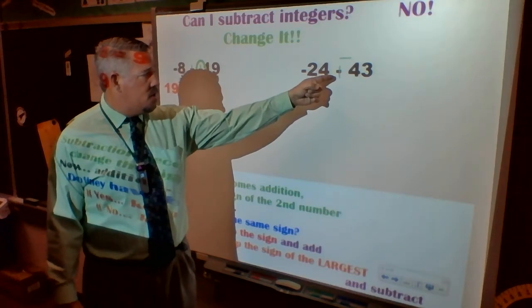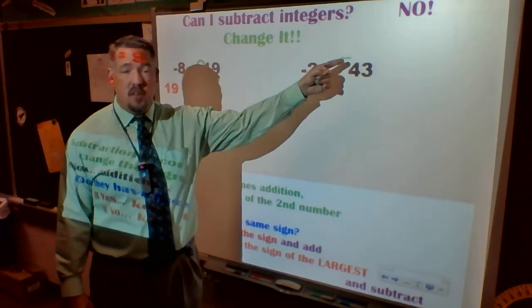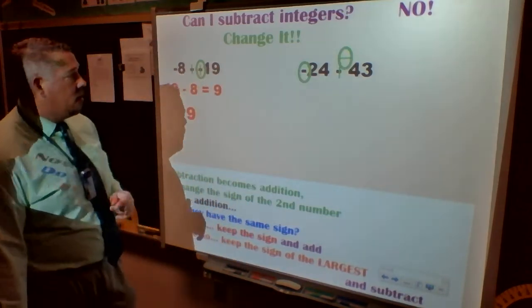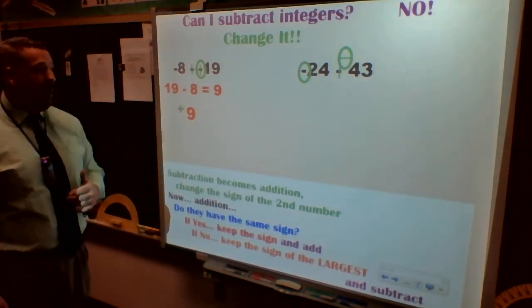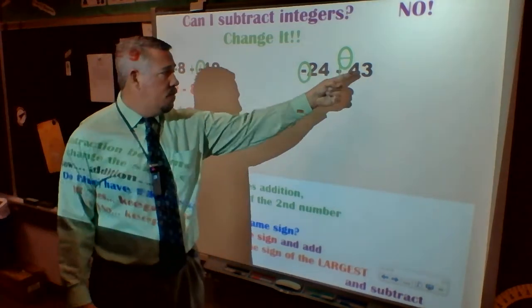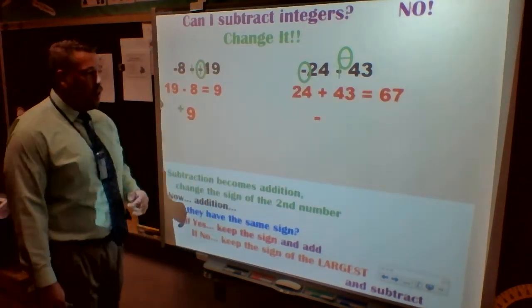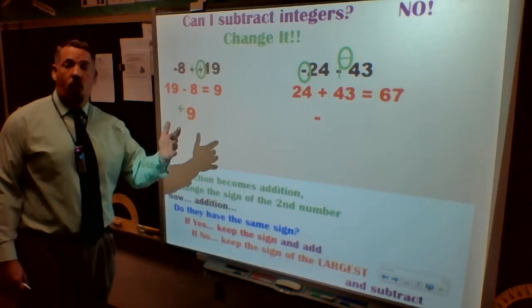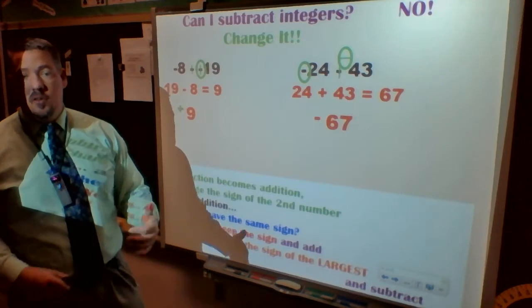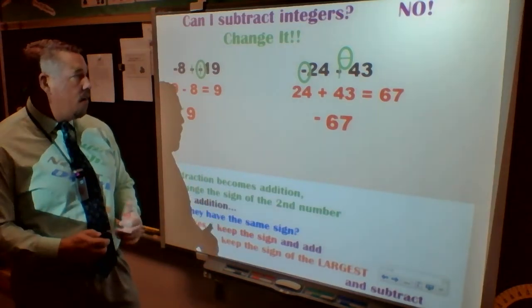So I'm going to change it. Subtraction becomes addition, and I change my sign of the second number. Do I have the same sign? Well, in that case, yes, indeed, I do. So I'm going to keep the negative, and I'm going to add them together. 24 plus 43 gives me 67. So I put that with my negative. I know it's going to be a negative 67.